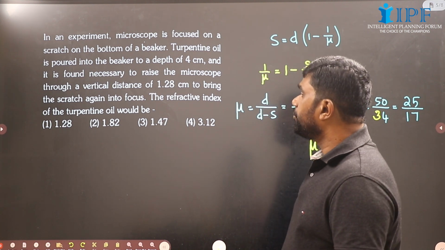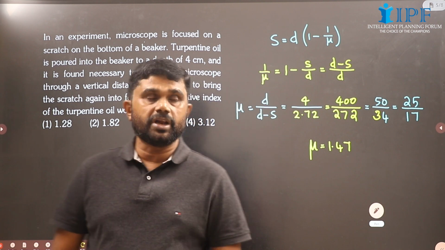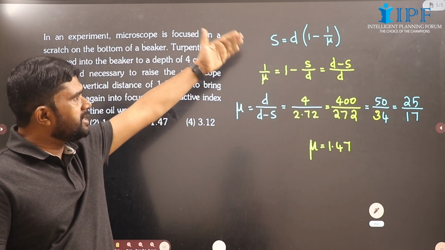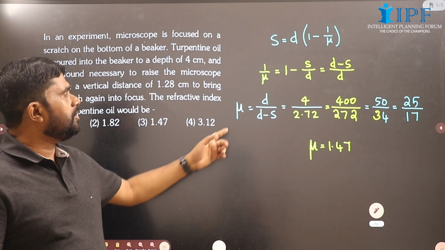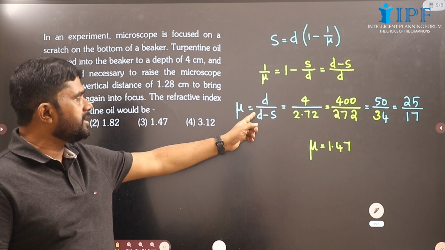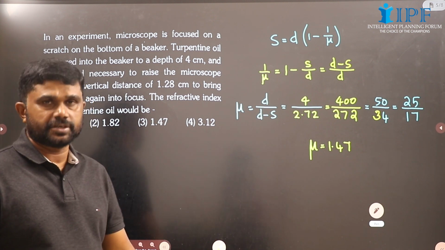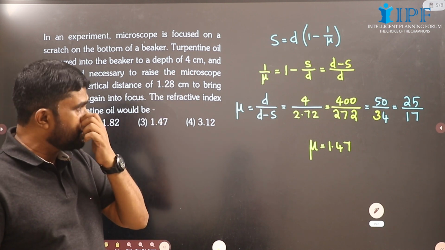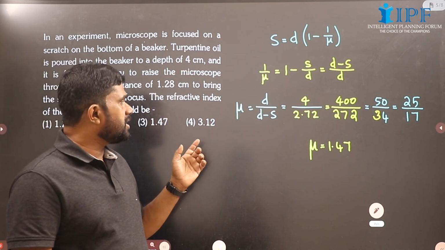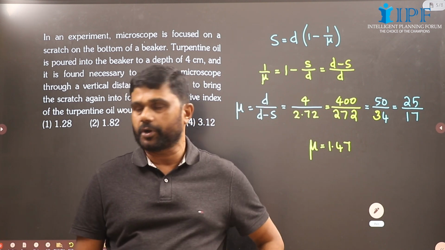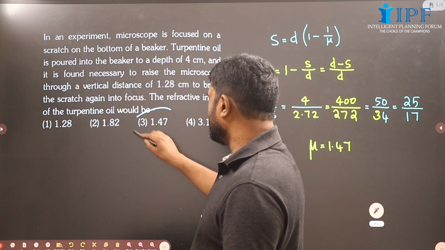The refractive index of the turpentine oil would be, shift is given and actual depth is also given. So we have refractive index equal to d, the actual depth, divided by depth minus shift. The shift is given as 1.28 and depth is 4 cm. So the refractive index is 50 by 34, 25 by 7, that is equal to 1.47. This one.